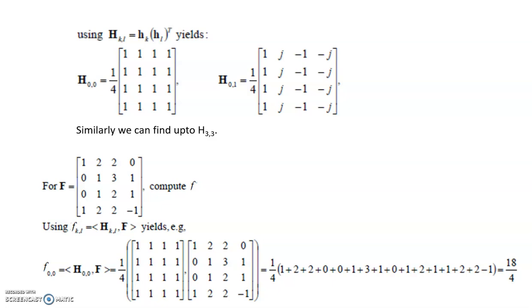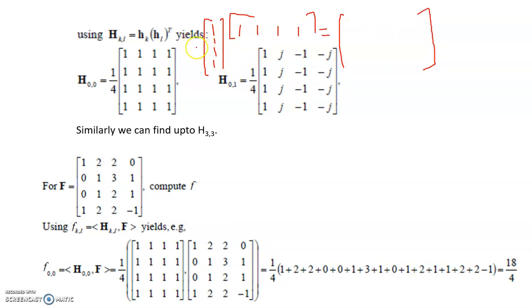For finding H00, I have H0 as 1, 1, 1, 1 into H0 transpose, which means I will have a column vector multiplied by a row vector. So do the multiplication and you will get H00. I have 1 by 2 outside for both cases, so I will have 1 by 4 outside. Then I have to multiply HK and HL transpose. HK is 1, 1, 1, 1, a column vector, and HL transpose is a row vector 1, 1, 1, 1. So I multiply these to get my H00.